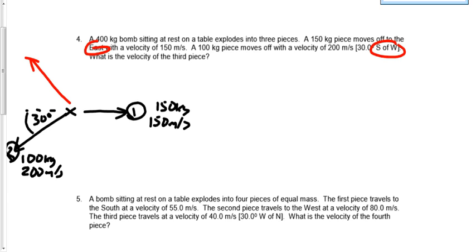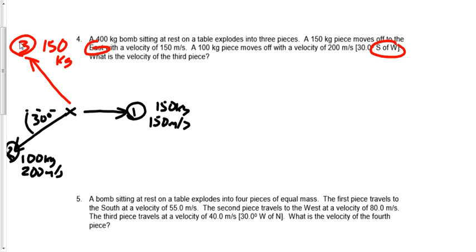What's the next thing you notice here? By the way, what's the mass of this third piece? We know this, right? We have a 400 kilogram bomb that's exploding. 150 goes one way, 100 goes another way. It's going to be 150, right? So I'm going to write that down, 150. I have no idea what the velocity of that is. I'm guessing the direction is the way that I have it drawn here. Don't really know. We're going to find that in a moment here.